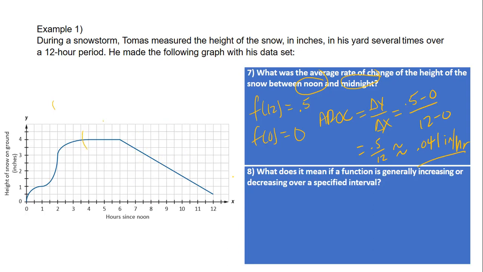Where's my pen? Got it. I found it. It was hiding.